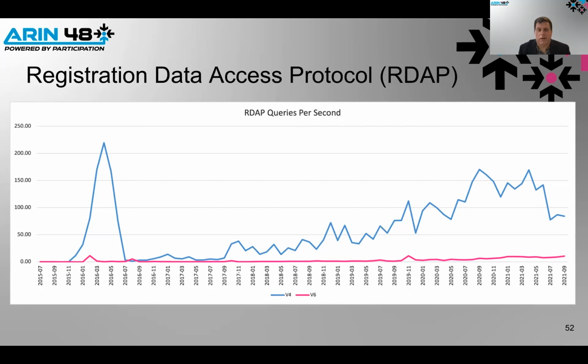But you can see overall that RDAP traffic is increasing. This is an internet protocol standard that's being promoted by the IETF as a replacement to Whois off of port 43. And this is something that not only are the regional registries a part of, but also registrars and registries in the domain industry are also following the standard going forward.